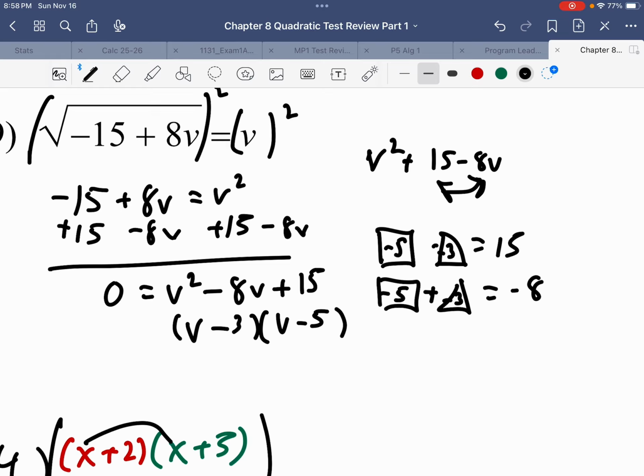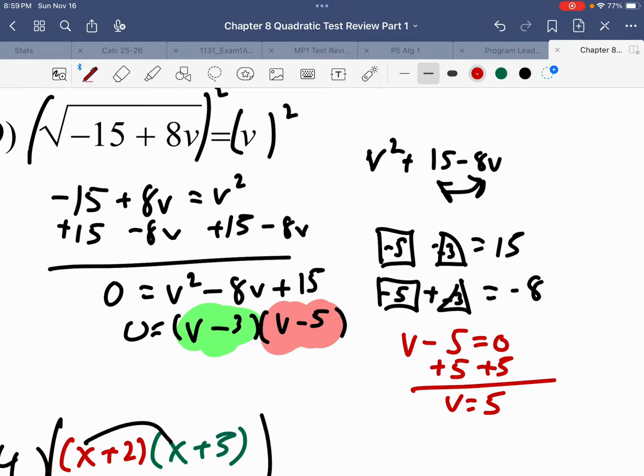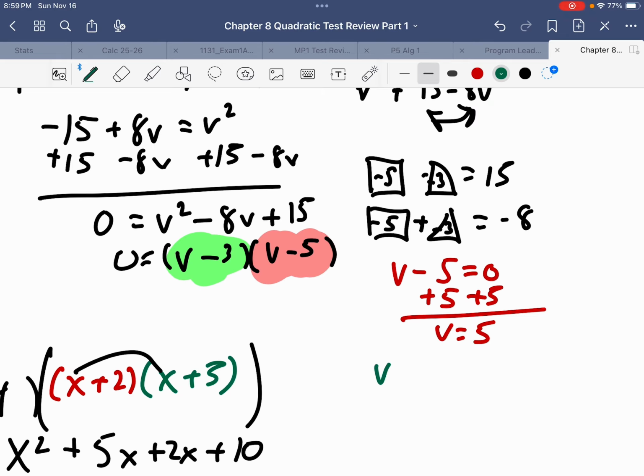So if you were to solve this by factoring, that's fine. Just remember that we have to look at the two scenarios where one factor is equal to 0 and the other factor is equal to 0. It would be wrong to say that negative 5 is our answer. The right way of doing this would be setting v minus 5 equal to 0 and then adding 5 on both sides. The same thing with v minus 3. Set that equal to 0, add 3 on both sides to get v equals 3.